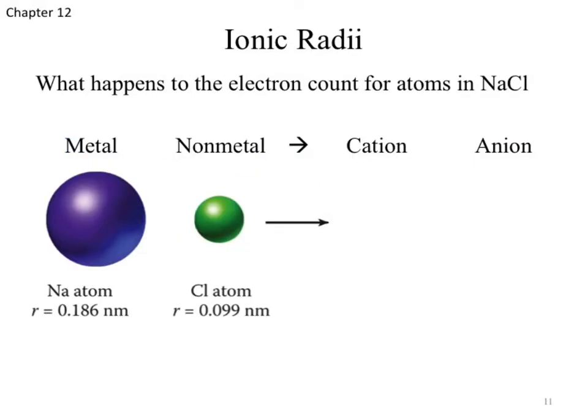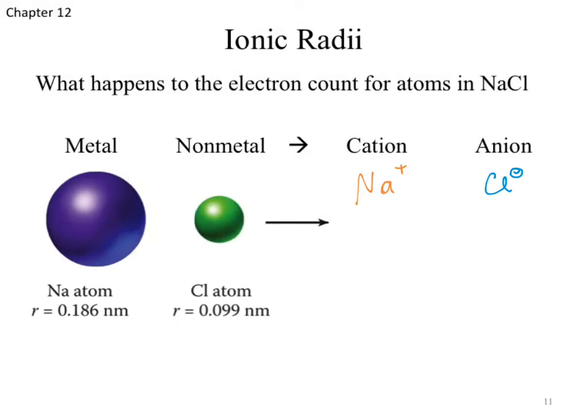We can also look at ionic radii. What happens to the electron count for our atoms in sodium chloride? Let's predict what might change here. Sodium is our metal. What do our metals do when they pick up a charge? They lose an electron, so that one would become Na+. What happens to the chloride? It gains an electron, so it becomes Cl-. What is that going to do to the radius?